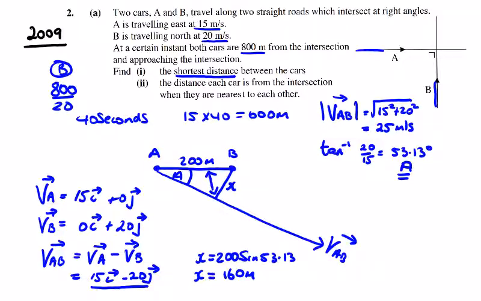And then the distance each car is from the intersection when they are nearest to each other. Okay, well, we need to find out this distance here and then the time taken to get there. So let's find out what y is. Well, we can do it based on Pythagoras. Y is equal to the square root of 200 squared minus 160 squared. And if this is your 3, 4, 5 triangle, that will give an answer of y is equal to 120.